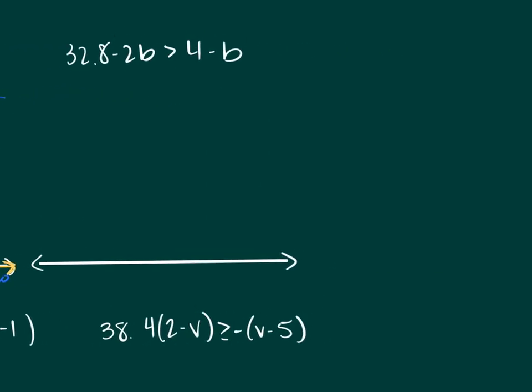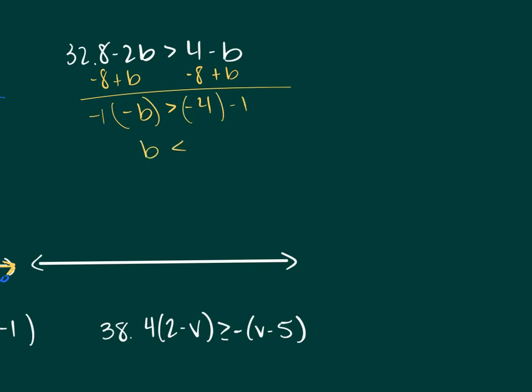For 32, we've got 8 minus 2b is greater than 4 minus b. So again, first thing we're going to do is get all the b's on one side and everything else on the other. So I'm going to add b to both sides and subtract 8 from each. So we get negative b is greater than negative 4. We're going to multiply everything by a negative 1. So b is less than 4.